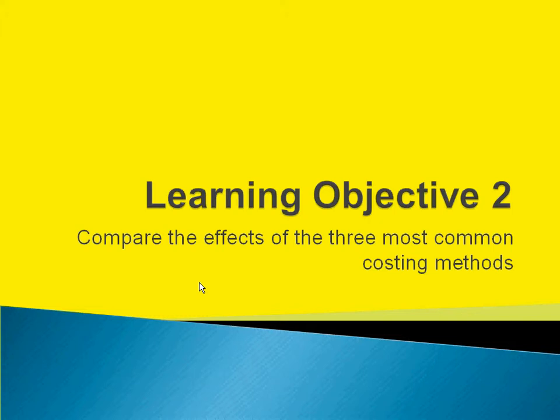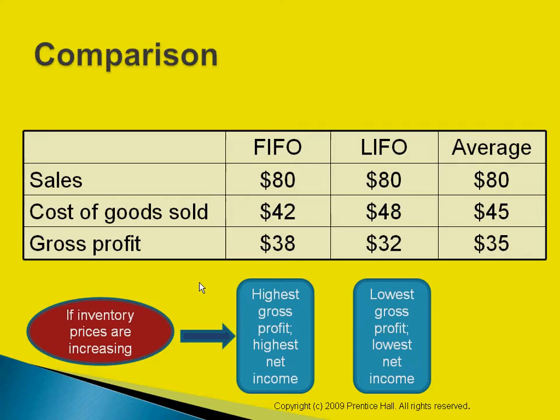Under FIFO, LIFO, and weighted average, we came up with 3 different ending inventory numbers, 3 different gross profit numbers from our sample income statements. Ending inventory under FIFO was highest, as well as the gross profit.